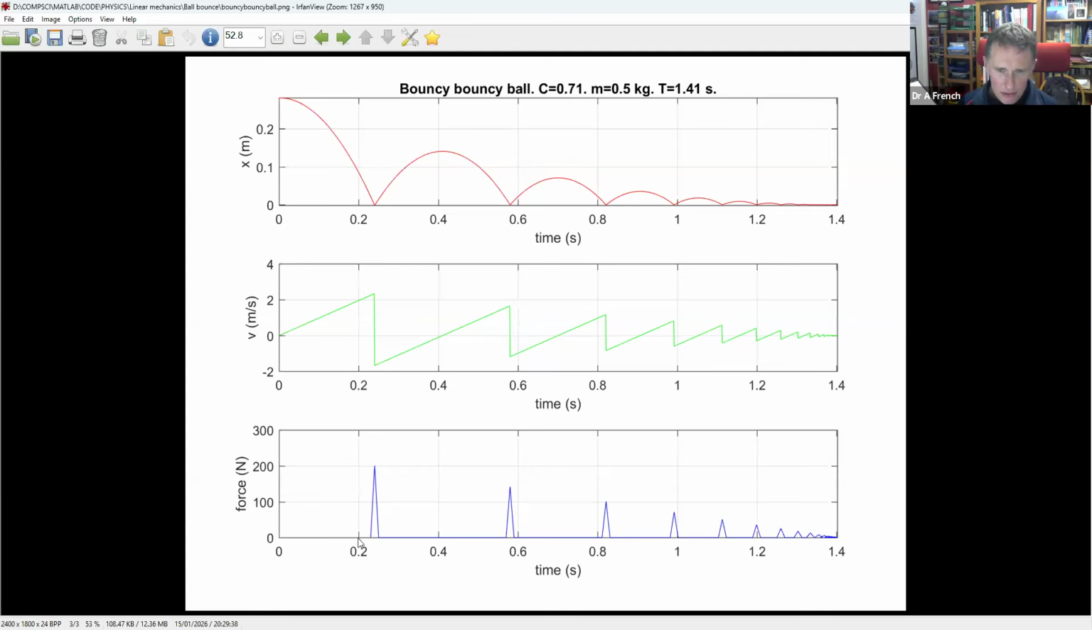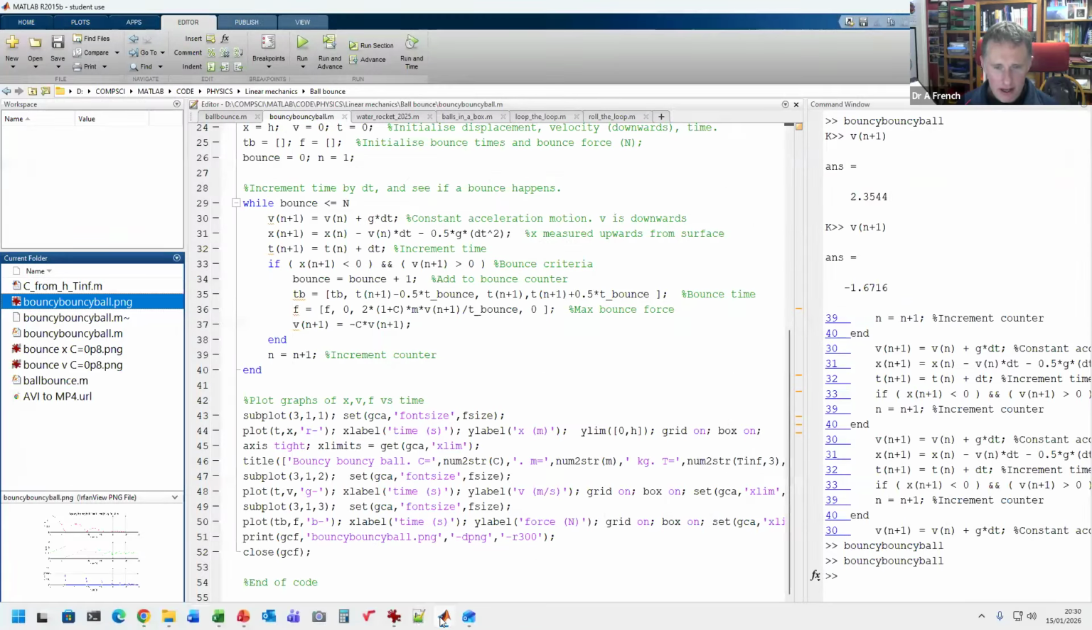We also got the force versus time, and the area under that little triangle should be the change in velocity times the mass of the ball. I just noticed there's a rogue factor of 2 there, so I might want to check that. But anyway, that's the idea. The area under this force time graph is the impulse, which is going to be the change of momentum. So this should all hang together. Okay, so that's my bouncy ball. Let's just go back to the presentation.